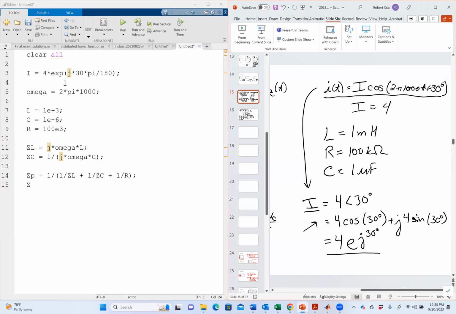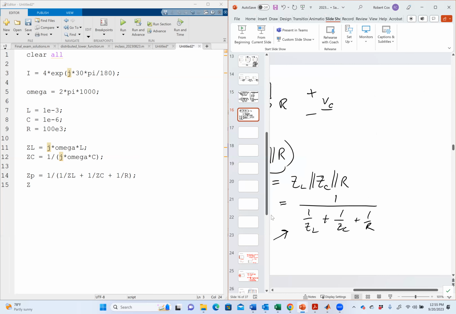Notice that I also defined my L on the left side. My L value is 1 millihenry, my C value is 1 microfarad, and my R value is 100 kiloohms. Then I wrote out Z sub L and Z sub C. And then I defined Z parallel, which we wrote here as our Z. I called it ZEQ in my slide, but Z parallel here. Just to be consistent, I'll call it ZEQ. Notice I just did 1 over those things, and they're all combined like that.